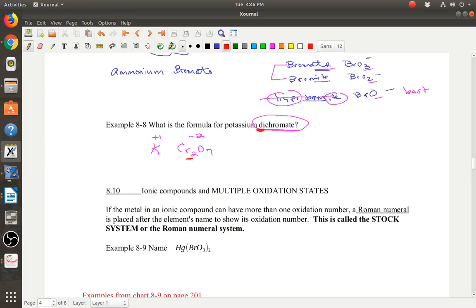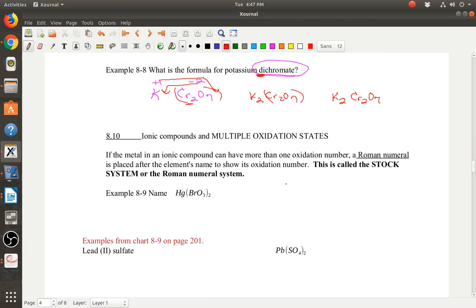All right, so now charges on the top, swap and drop. So it's K2 and Cr2O7, because the 1 would come over there. This is the polyatomic ion. You only have to put it in parentheses if there's more than one, but there's only one, so you just write K2Cr2O7. Dichromate.